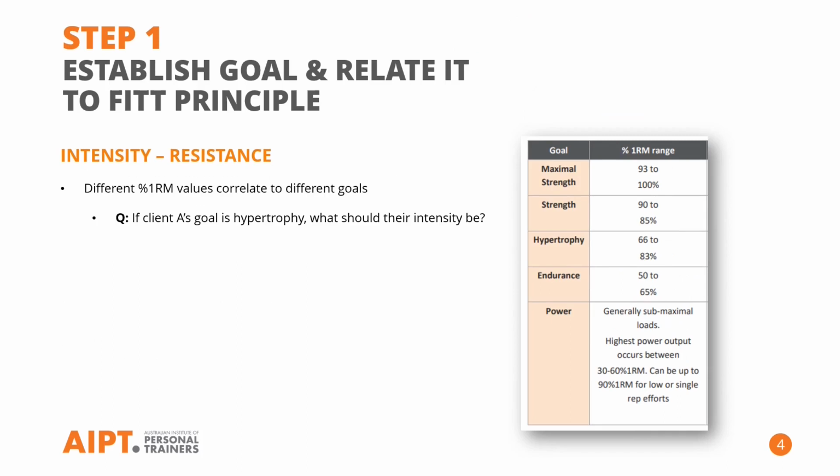As we touched on the previous slide, different percentage of 1 RM values correlate to different goals or different fitness outcomes for the client. So let's look at an example here. If a client's goal is hypertrophy, which is another word for muscle gain, what should their intensity be? Having a look at this diagram on the right-hand side, the hypertrophy intensities are 66 to 83% 1 repetition maximum. So that's the range of intensity that you get the greatest benefits in terms of hypertrophy.